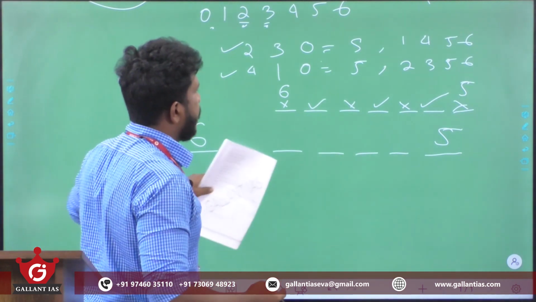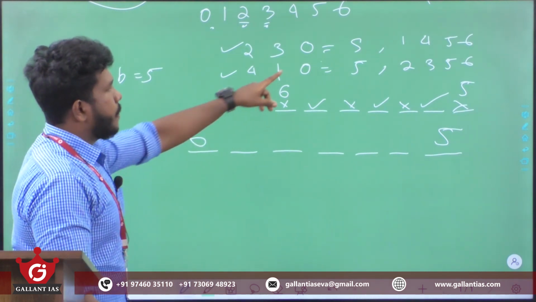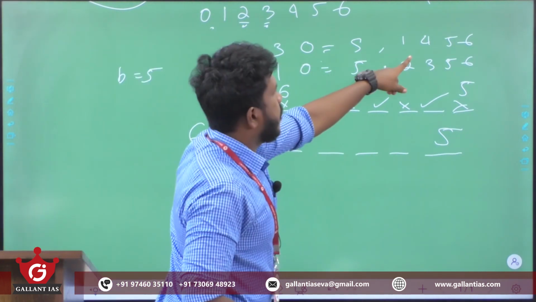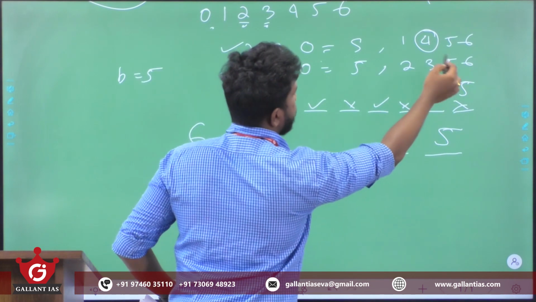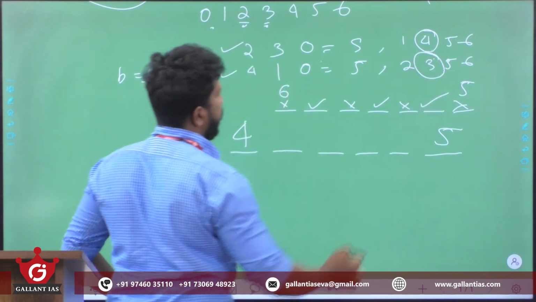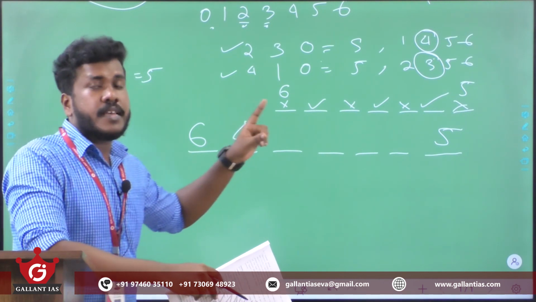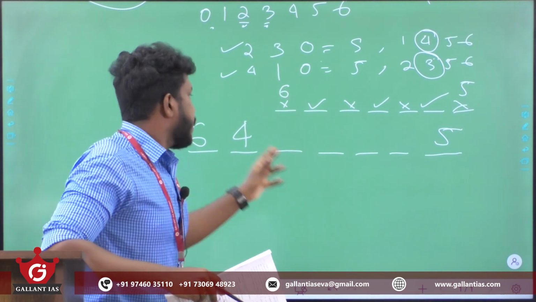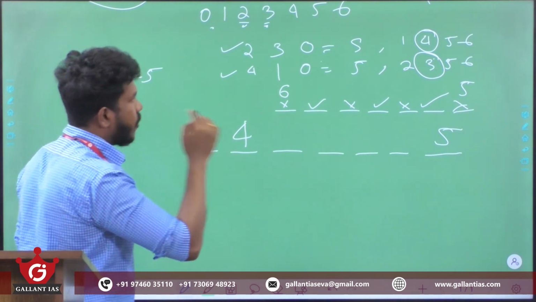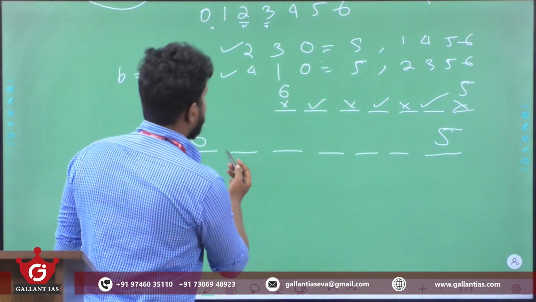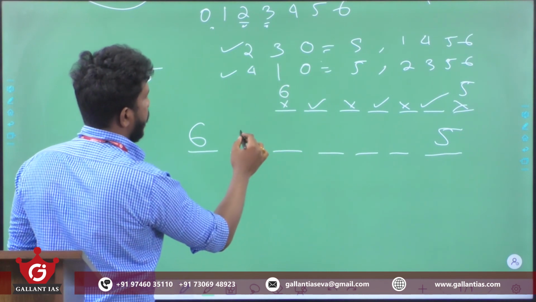So what values can you put in between, in the even places? Look here, if I'm putting 4 here, in 1, 4, 5, 6, after 6 and 5, the higher value is 4, and in 2, 3, 5, 6, after 5 and 6, the higher value is 3. We need to get the highest multiple of 55, right? So after 6, the value should be the highest possible, and I think 4 is the most suitable value here. Then what value can come after 4? After 6 it should be an even place, so you need to select the value from 2, 3, 0. So it will be 3.